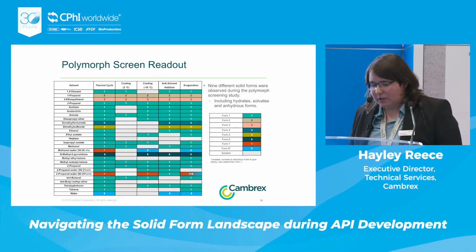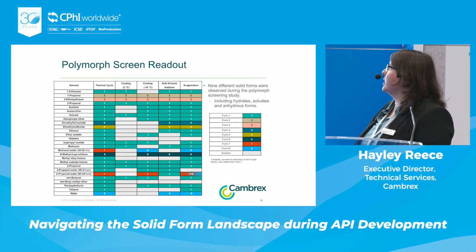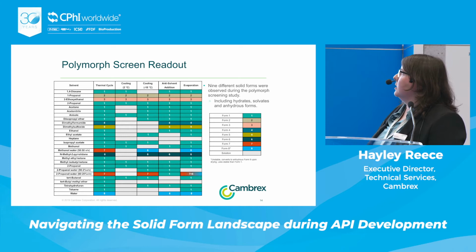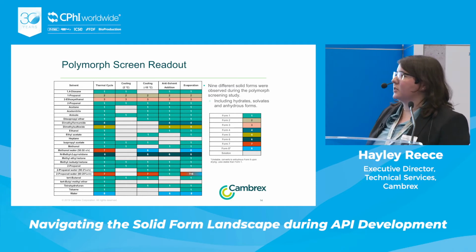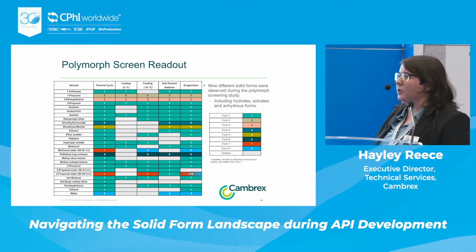So this gives you an example of the type of readout that we get from a polymorph screen. So the way we carry out these types of studies, these types of screens, is to look at initially about 24 different solvent systems in about 5 different crystallization conditions. So what we're doing here is exposing the API to different conditions that will favor different polymorphic forms being obtained.